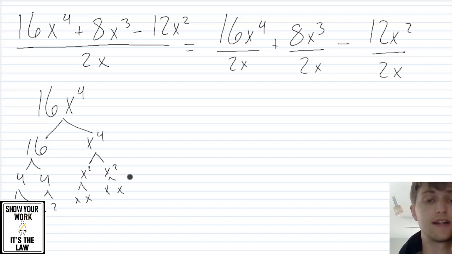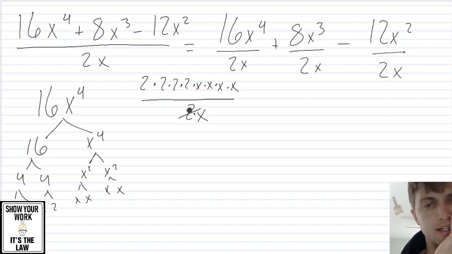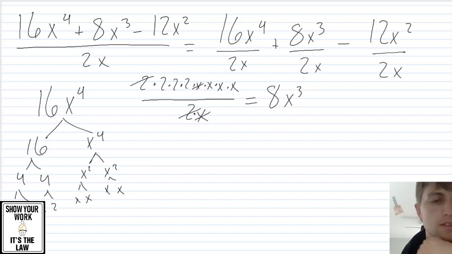So that's the same as 2 times 2 times 2 times 2 times x times x times x times x over 2 times x, okay? So we cancel everything in common, a 2 and a 2, an x and an x, and what we're left with is 2 times 2 times 2, which is 8, times x to the power of 3, because it's being multiplied by itself 3 times.